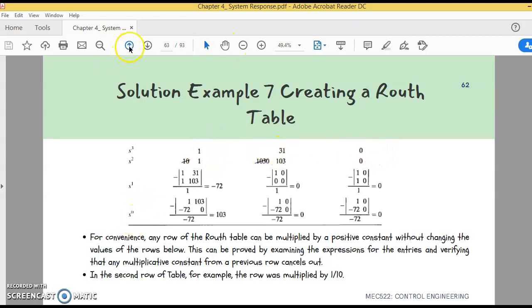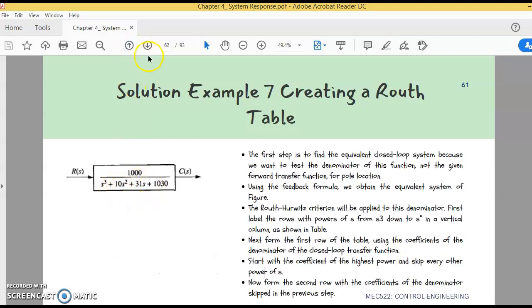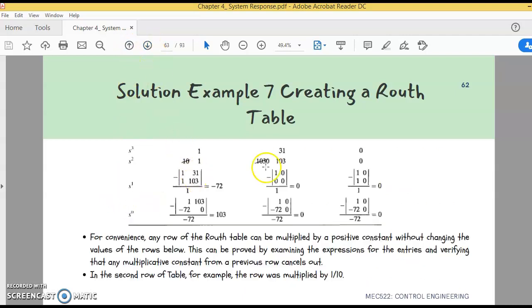So just go back dekat sini. Tengok susun balik. The second row 10 and 1030. You can simplify this one, tapi kalau tak ada simplify pun tak apa, tak ada masalah. You just tinggal je 10 and then 1030.